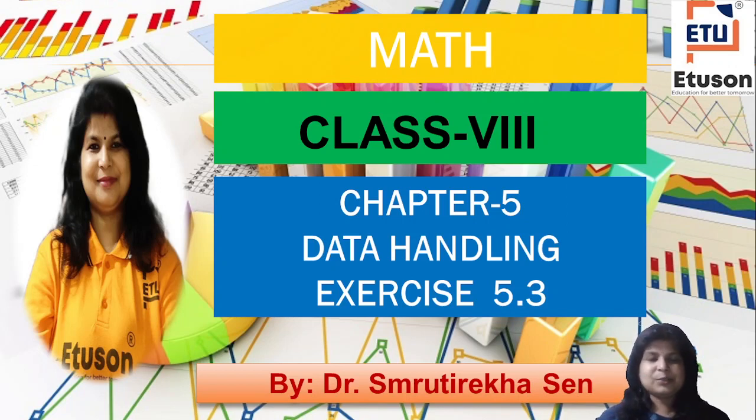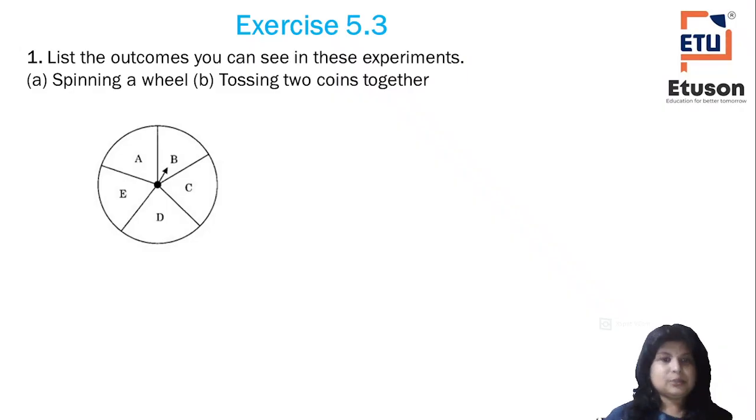In today's class, we are going to discuss the last exercise of your chapter 5, that is exercise 5.3 of your NCERT book. Hope you have watched all the videos related to your chapter 5. If you have not done so, please watch all of them. Okay, children, so let us start today's class then. So, this is exercise 5.3, question number 1. List the outcomes you can see in these experiments.